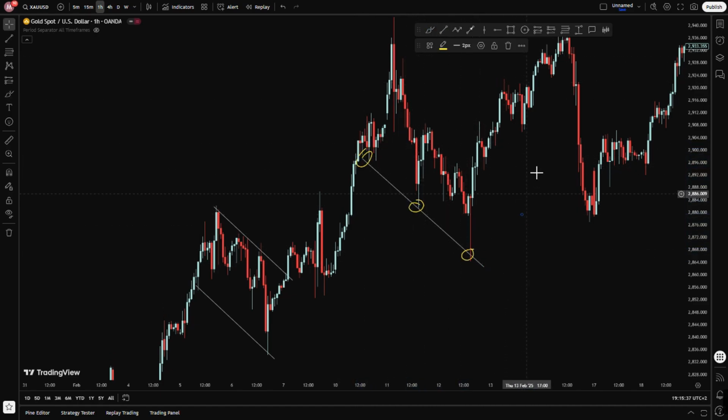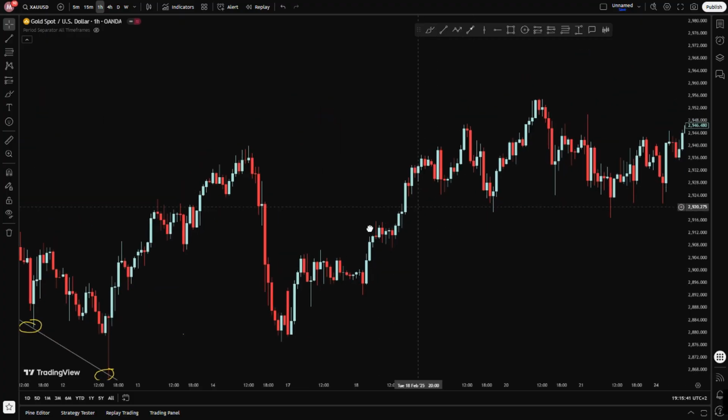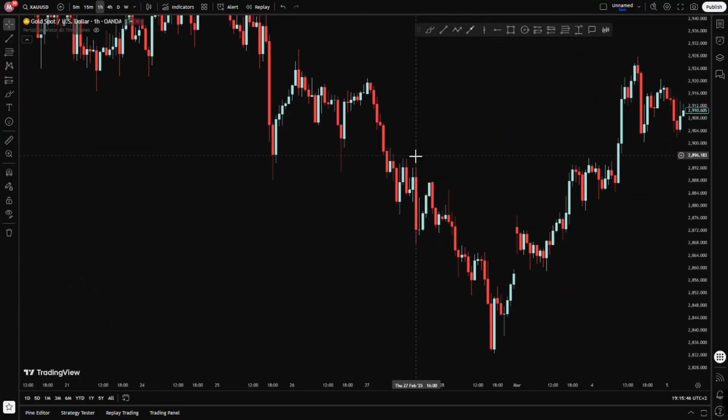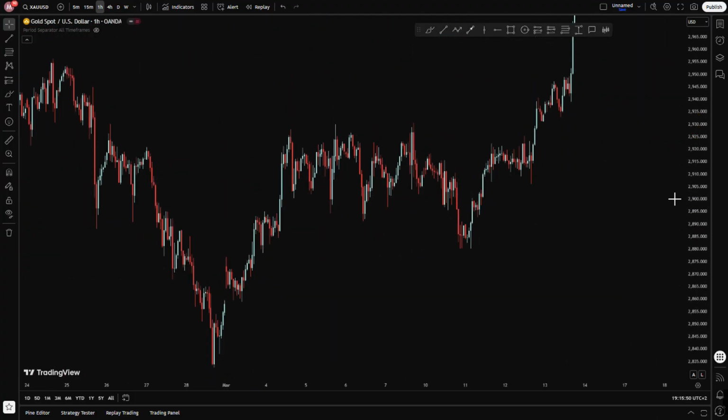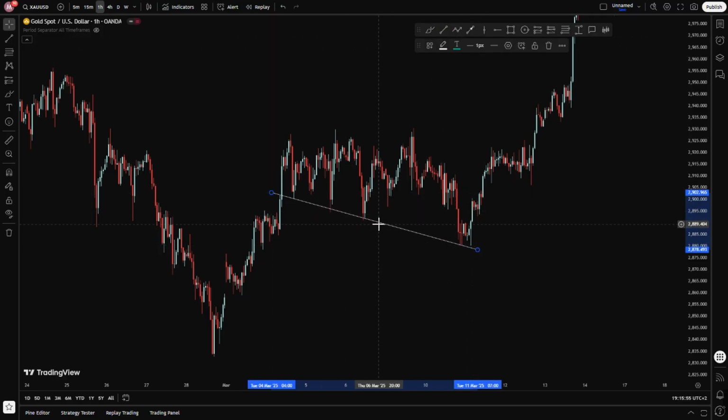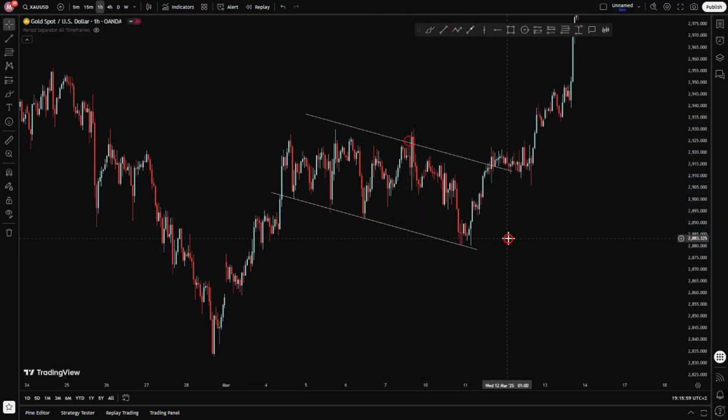All right, that wraps up this deep dive into market structure and how to apply it with real patterns on the charts. Remember, trading isn't about luck. It's about understanding the market's rhythm and using that knowledge to make smarter decisions. Keep practicing spotting these patterns and phases, and you'll start seeing the market in a whole new way.